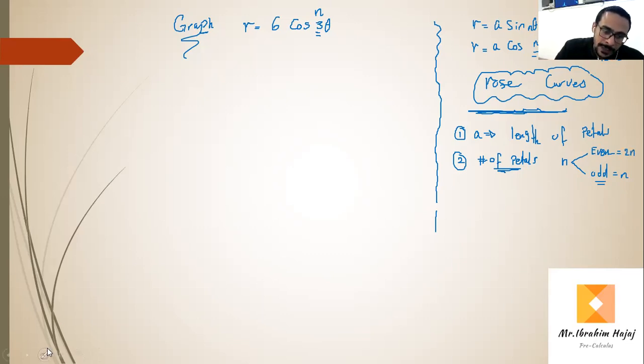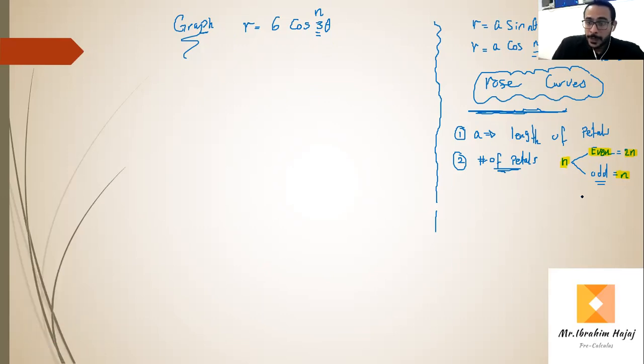So this is my second step in graphing the rose curves: if it's even or odd. When n is even, the number of petals is twice n. For example, r equals 6 cosine 3 theta. This is the equation we have. So how many petals do we have? We have 3, exactly the same as the value of n. But if the equation is r equals 6 cosine 4 theta, how many petals do we have? The number of petals is 8, and so on.